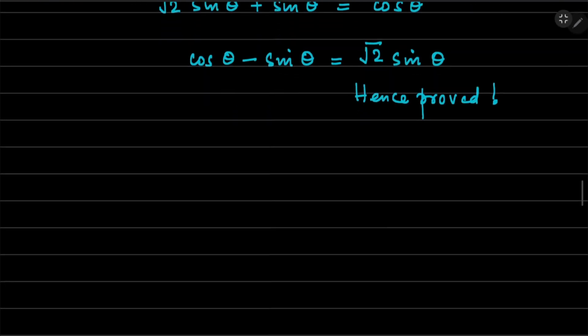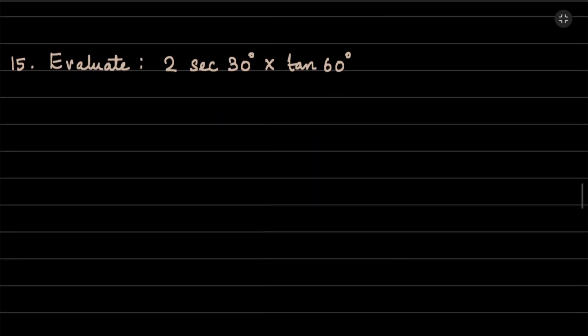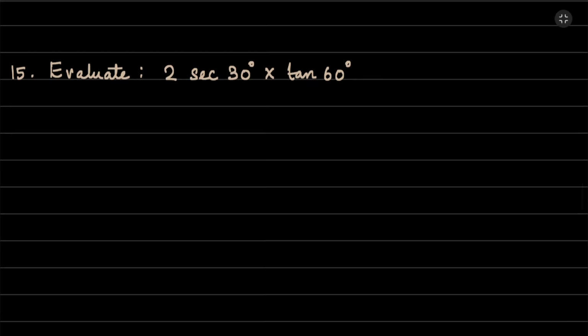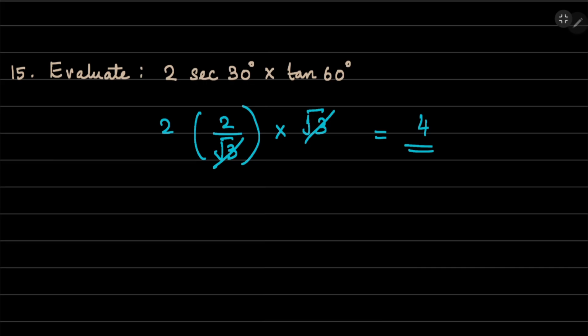Now let's move on to the 15th question. Very straightforward, and you will be able to do it if you know the values. So 2 secant 30. What is secant? It's 1 over cos. What is cos 30? Root 3 by 2. So what is secant of 30? 2 by root 3. Just the reciprocal of cos 30, right? Multiplied by, what is tan 60? It is root 3. So root 3 and root 3 will get cancelled. 2 multiplied by 2 is 4. Probably a 1 mark question.